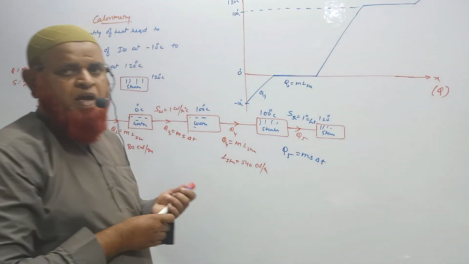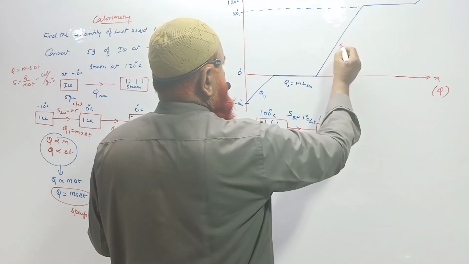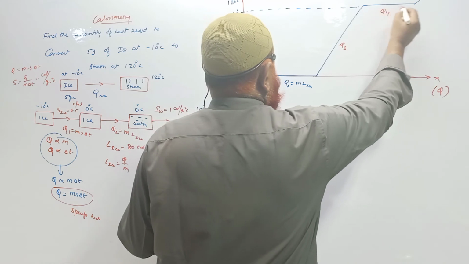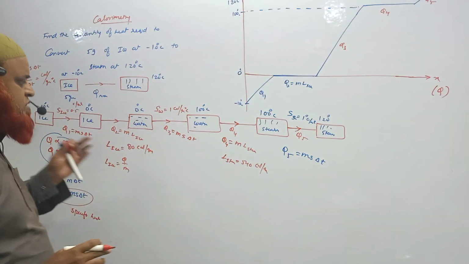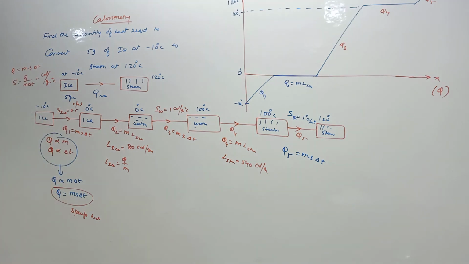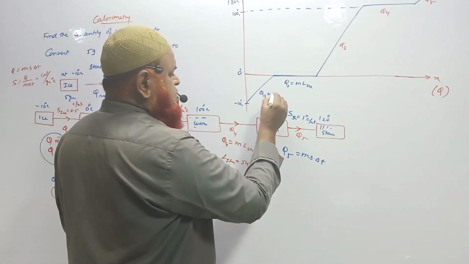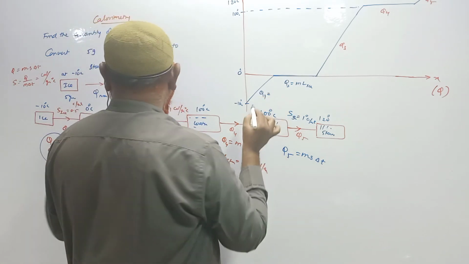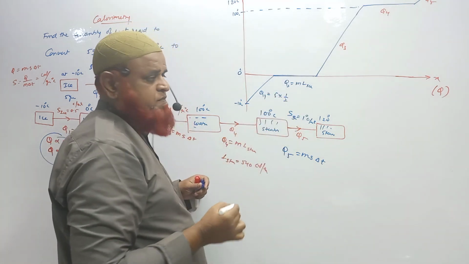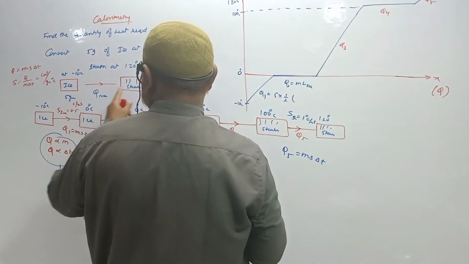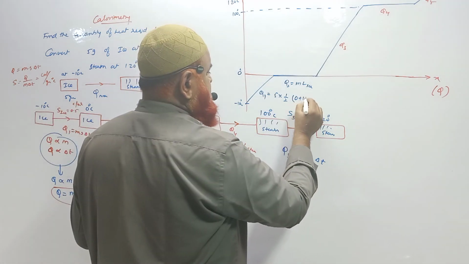Yes, sir. Okay, so what are the stages now? This is Q1, this is Q2, this is Q3, this is Q4, and this is Q5. Five stages I have shown. Now you have to calculate all these stages. The first one is Q1 is equal to ms delta T. What is the mass here? 5. Specific heat is half or 0.5, into the rise in temperature. Final is 0, initial is minus 10. So you can write 0 minus of minus 10, 0 plus 10.